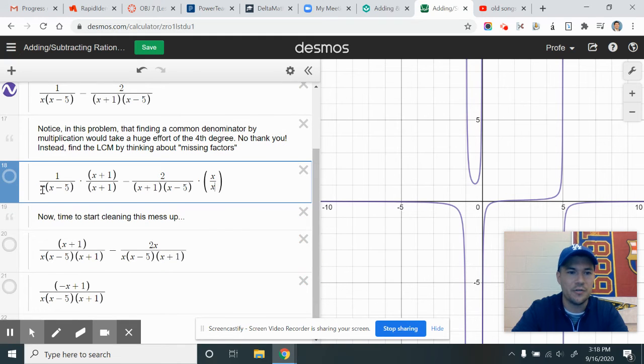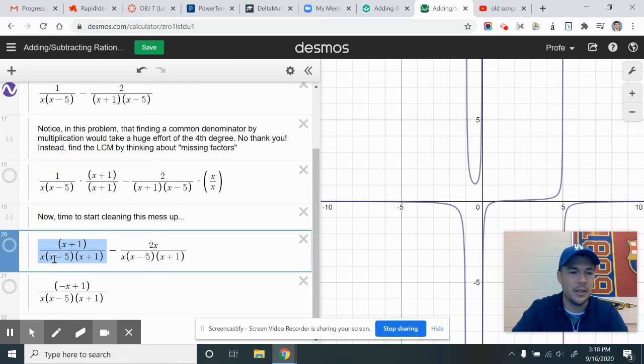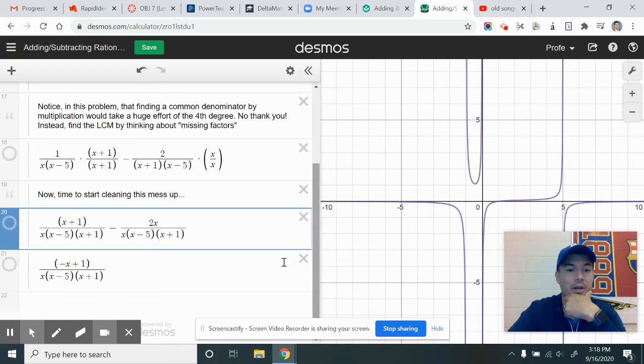But take a look. Each fraction now should have a denominator of x times x minus 5 times x plus 1. Look at the second one. x times x minus 5 times x plus 1. Okay, and I'm simply going to simplify my numerator. So x plus 1 times 1 gives me x plus 1. And then x times 2 gives me 2x. And now I've got a common denominator, which I'm not going to bother to multiply out to get a cubic unless I'm told to expand it.